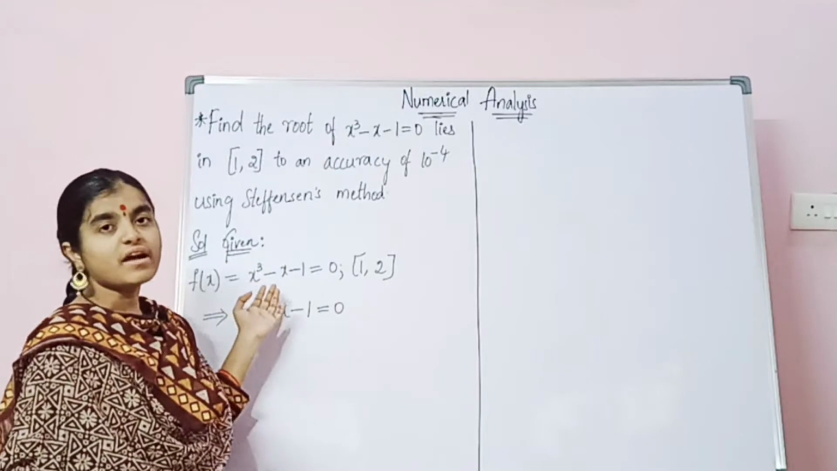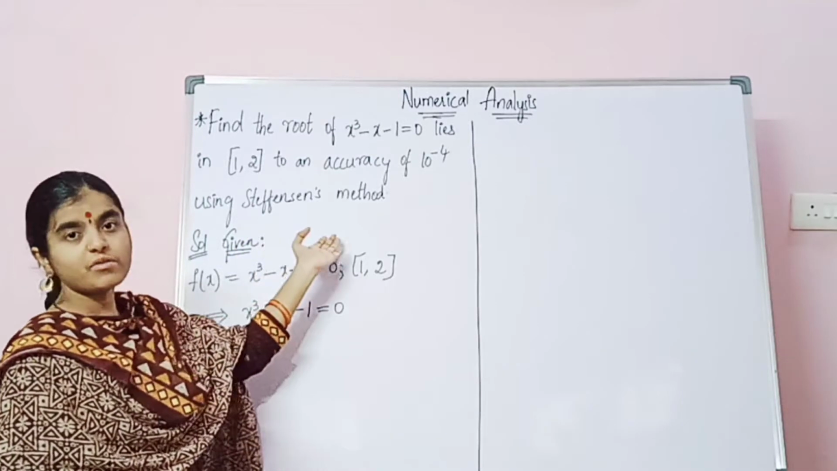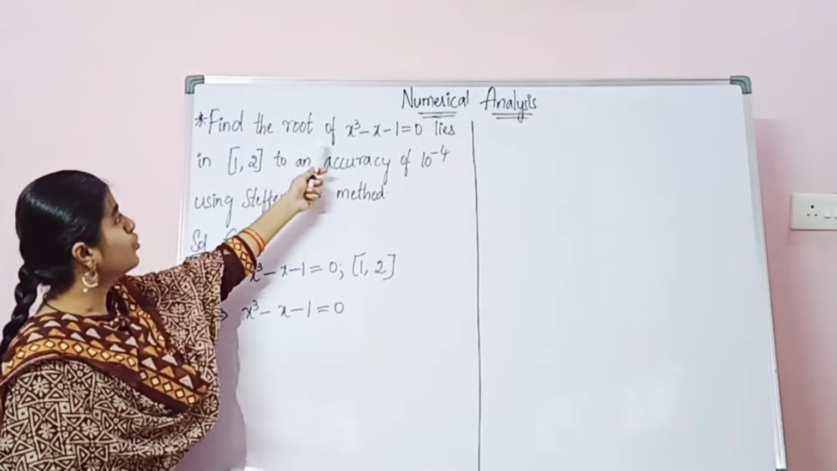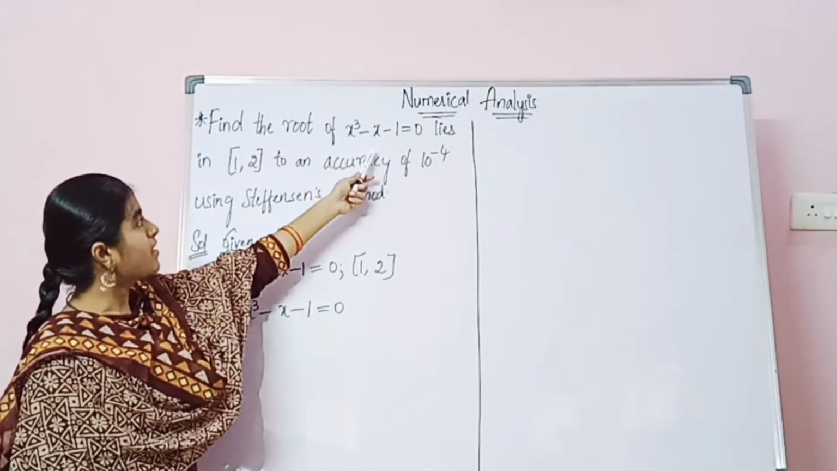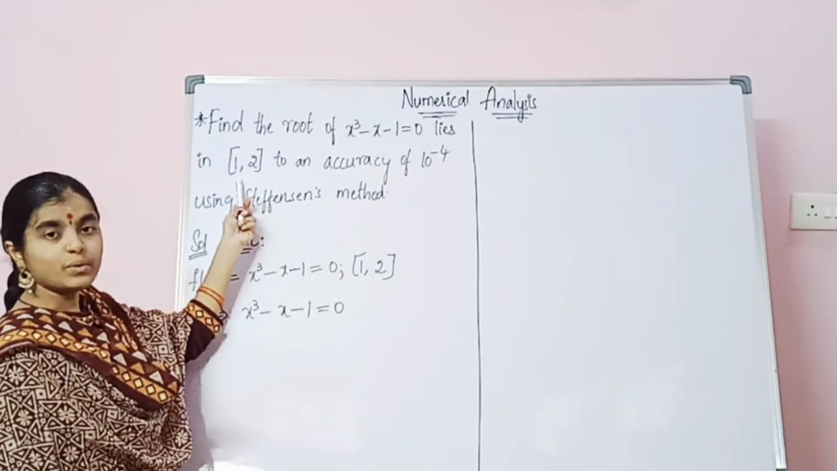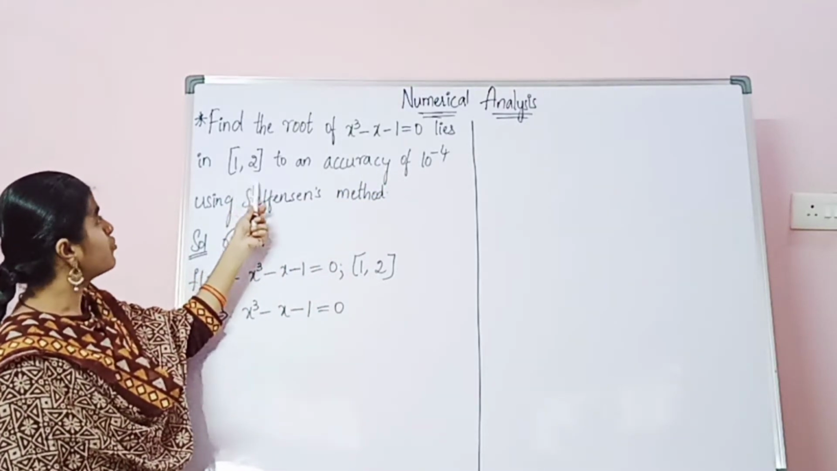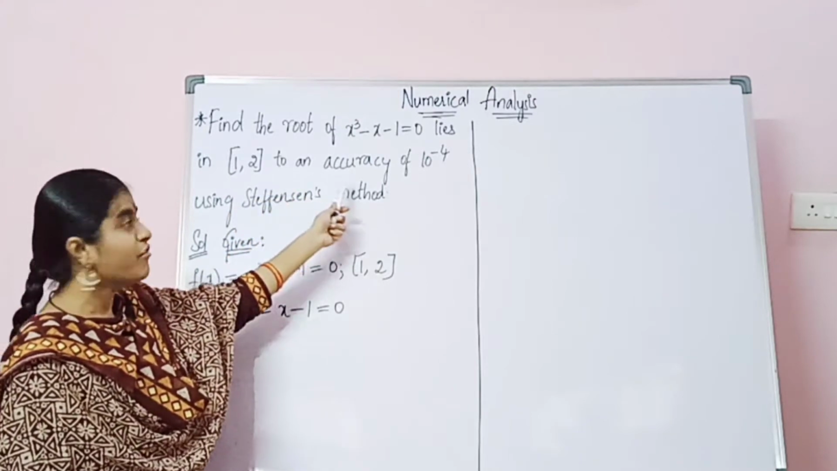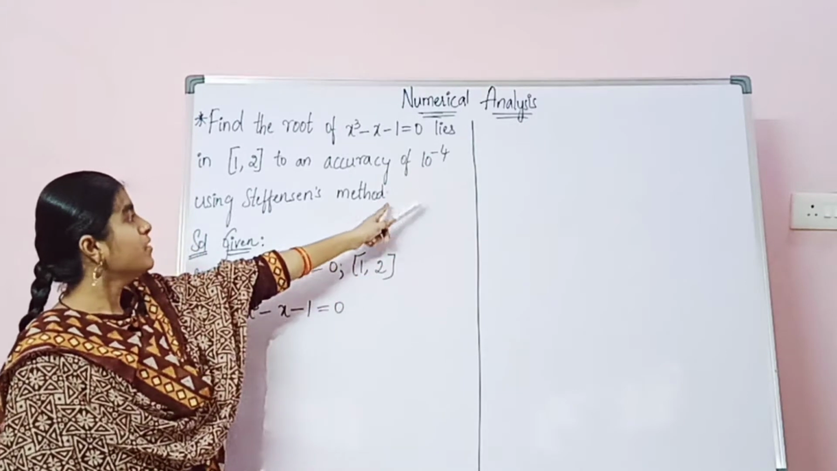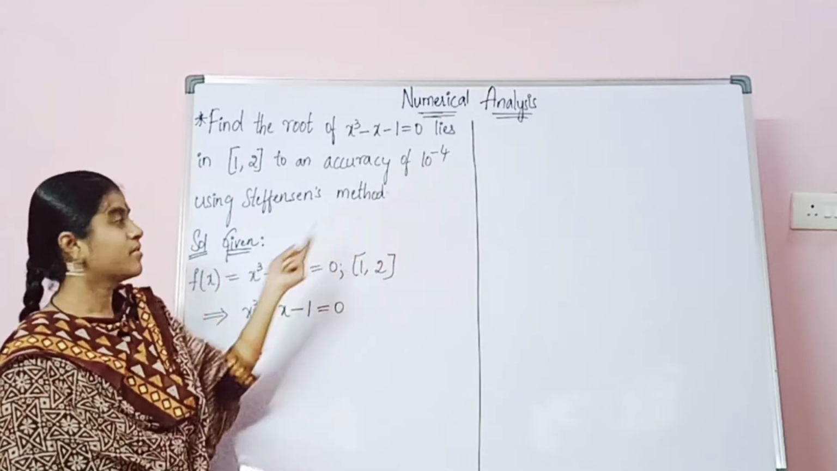Now let us discuss an example problem based on Stephenson's method. The question given here is: find the root of x cube minus x minus 1 equals 0 that lies in the interval 1, 2, to an accuracy of 10 power minus 4. That means after the decimal point we have to take 4 digits.